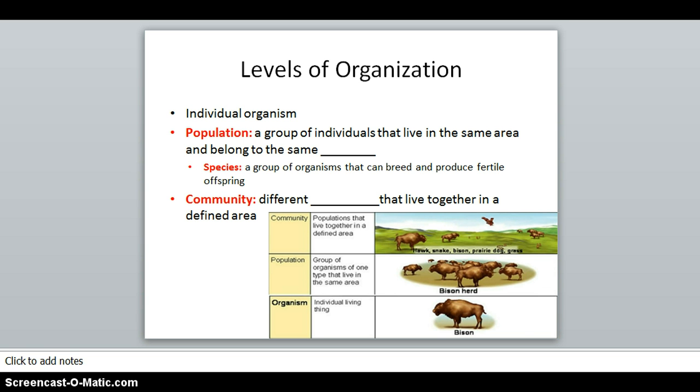But it's a lot trickier to tell if animals that were alive a long time ago are the same species. Some different species look very similar to each other, but other animals of the same species might look very different from each other. All dogs, regardless of the breed, are the same species. They can all mate and produce fertile offspring, and that's how you get a lot of mutts. Different populations that live in the same area are considered a community. So all the birds, squirrels, rabbits, trees, insects that live in the same wooded area are considered part of the same community.